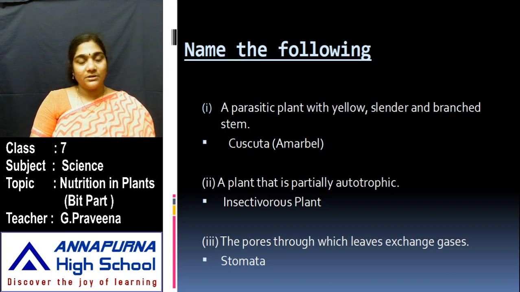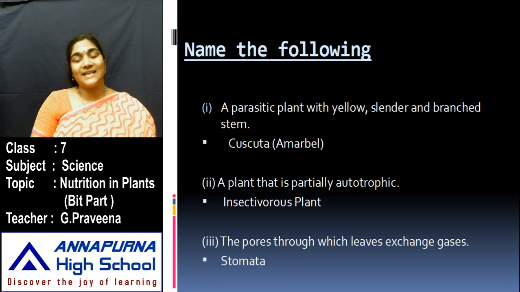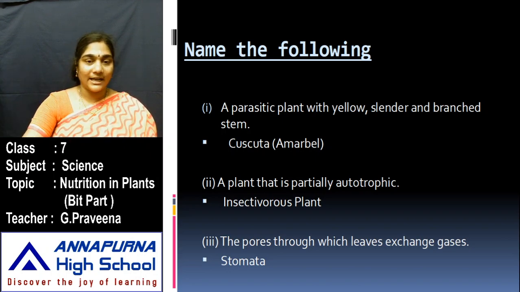Then the next one, the pores through which leaves exchange gases. So these pores are present in the leaves, which are surrounded by the guard cells, and they take in carbon dioxide and give out oxygen. So they are called as stomata. So stomata are the pore-like structures which are present in the leaves, and they are also surrounded by the guard cells. So these stomatal structures help in the exchange of gases.